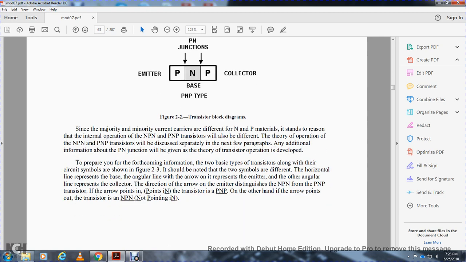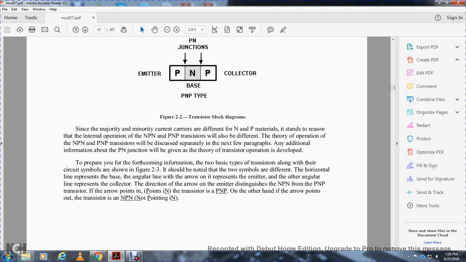To prepare for forthcoming information, the two basic types of transistors along with their circuit symbols are shown in figure 2-3. You should note that the two symbols are different. The horizontal line represents the base, the angular line with the arrow represents the emitter, and the other angular line represents the collector. The direction of the arrow of the emitter distinguishes the NPN from the PNP transistor. The arrow points in on the PNP transistor.